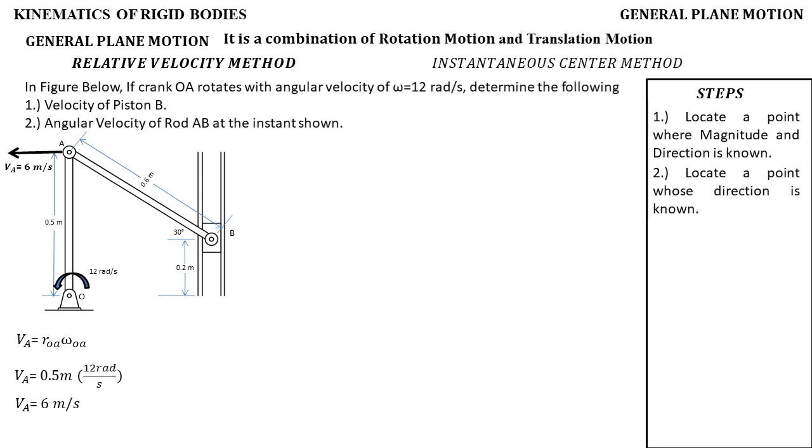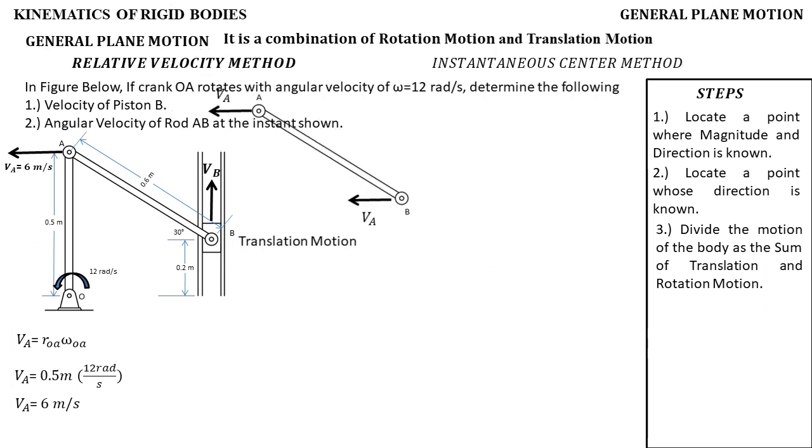Locate a point whose direction is known. As previously discussed, when point O rotates counterclockwise, point A will move to the left, and simultaneously point B will go up. So the point whose direction is known is point B. Let's go to the third step.